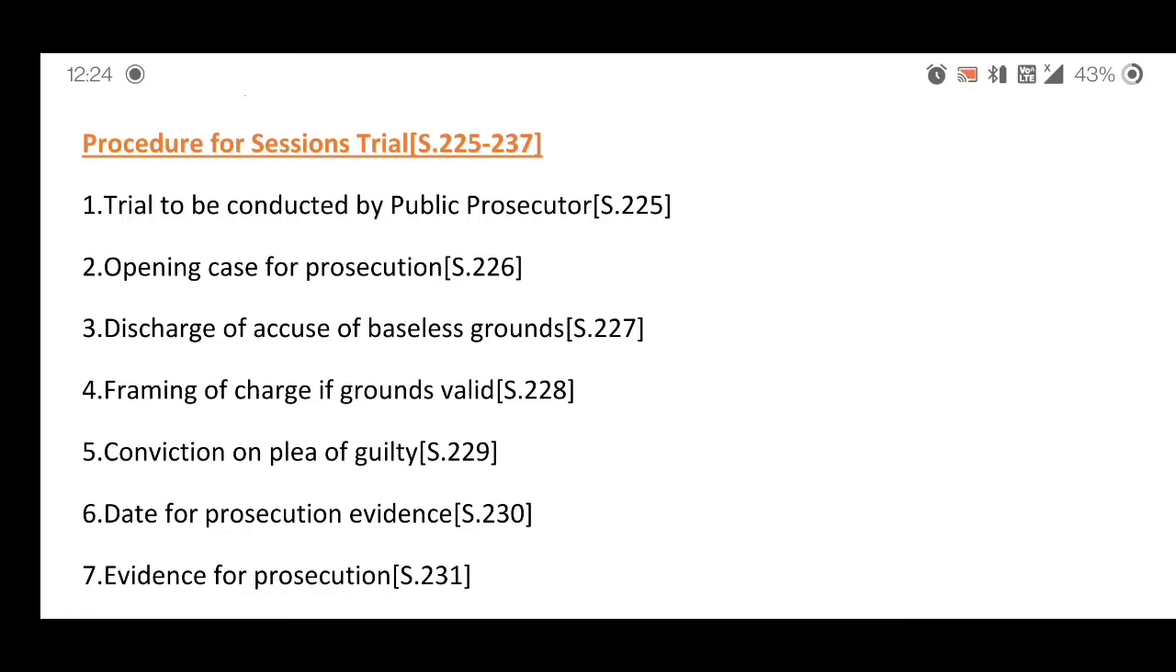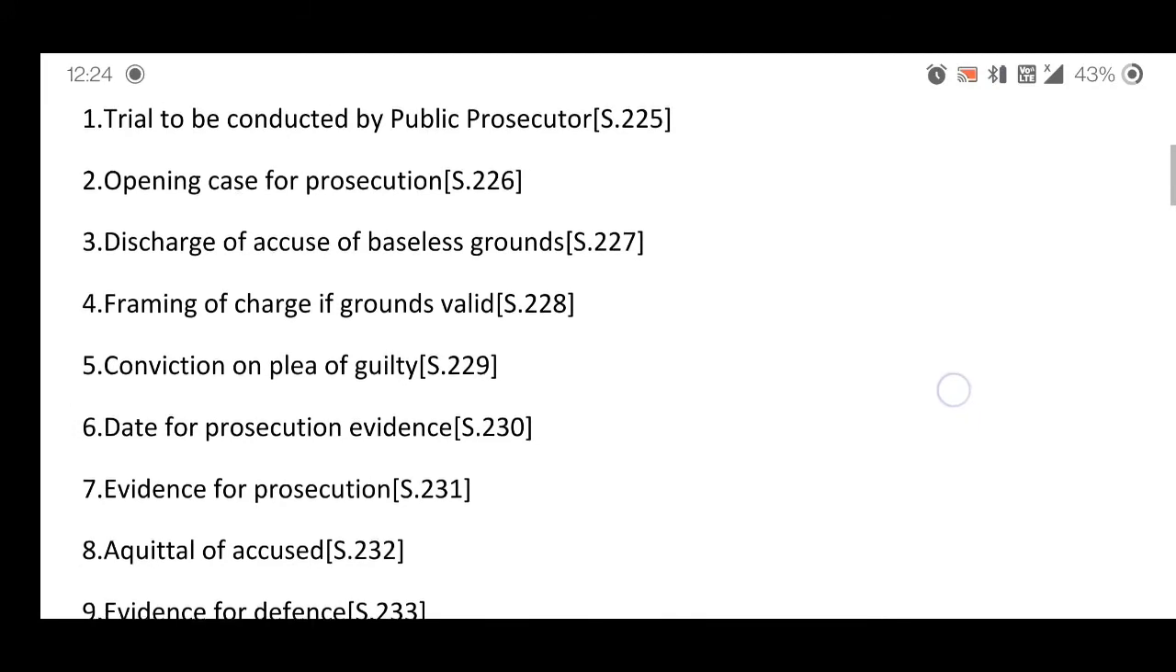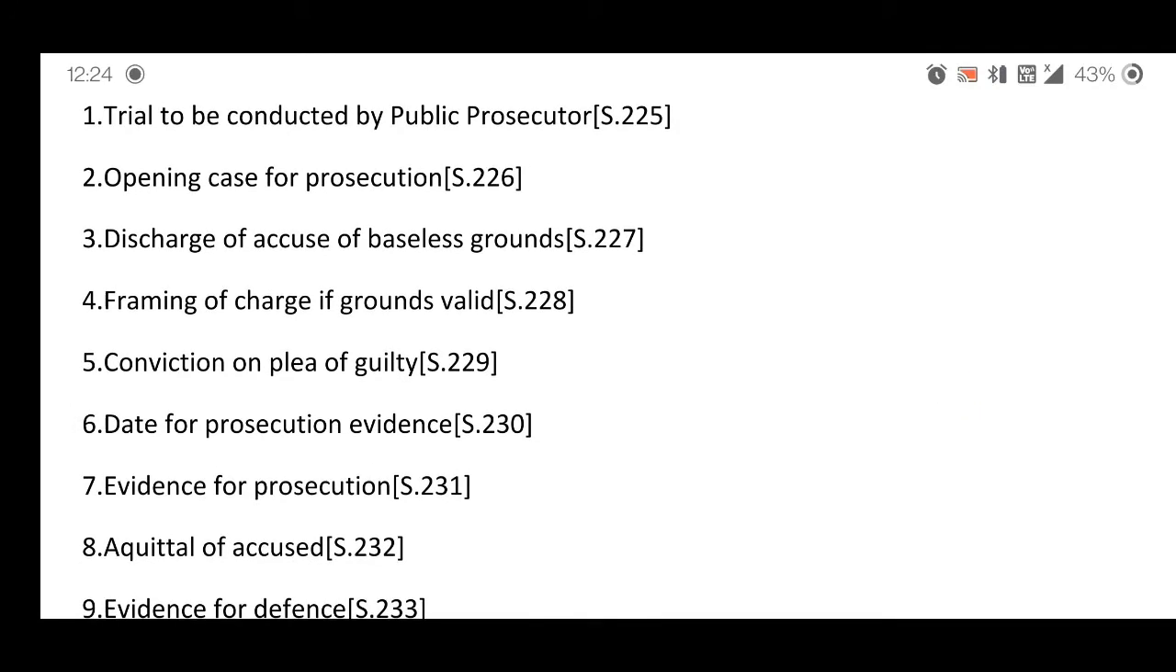After the prosecution opens his case, if the judge finds that the offences against the accused are groundless or baseless, then there is a discharge of the accused on baseless grounds. If the judge finds that the offences against the accused have grounds, then there will be a framing of charge if the grounds are valid. Then the accused, after framing of charge, can plead guilty. If he pleads guilty, then there will be conviction on plea of guilty.